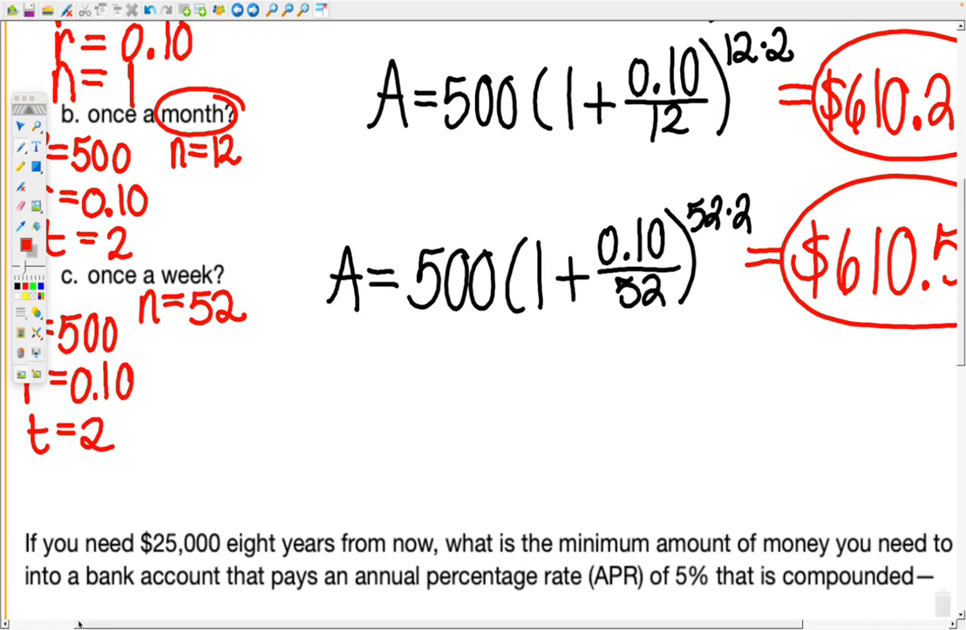And then the percent rates. I mean, it's not that bad, 10%.